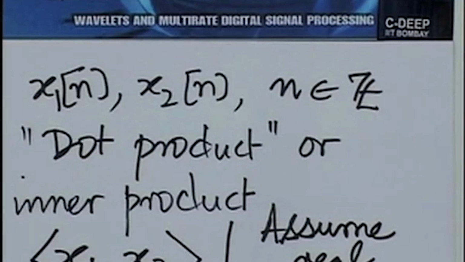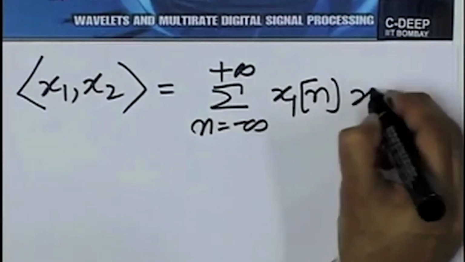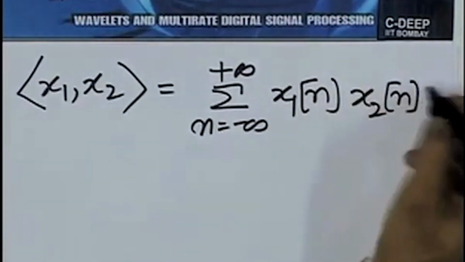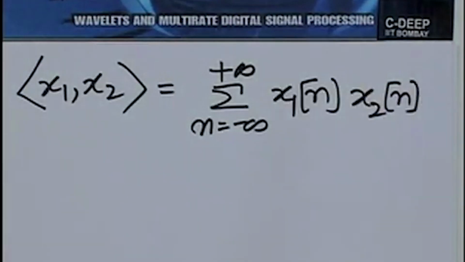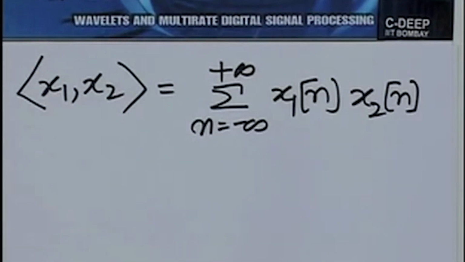In that case, if we generalize, it is easy to see that the inner product of x1 and x2 is simply summation on n running from all the way from minus to plus infinity x1[n] times x2[n]. And of course, it is clear that the dot product or the inner product, as we are going to call it in this generalized situation, is commutative. That means, if I interchange the roles of x1 and x2, the result does not change.